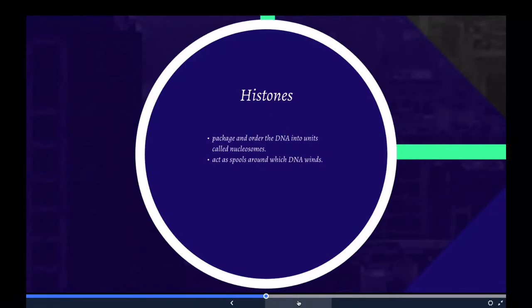For example, each human diploid cell containing 23 pairs of chromosomes has about 1.8 meters of DNA. Wound on the histones, the diploid cell has about 90 micrometers of chromatin. When the diploid cells are duplicated and condensed during mitosis, the result is about 120 micrometers of chromosomes.